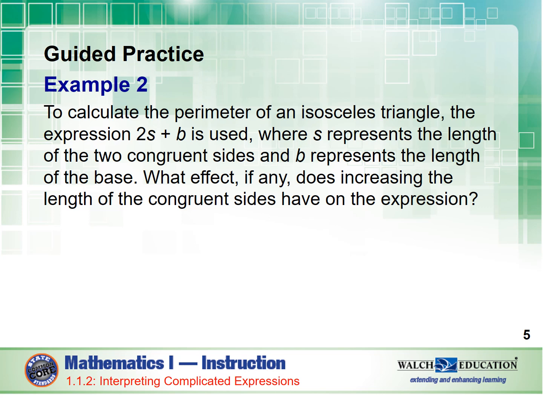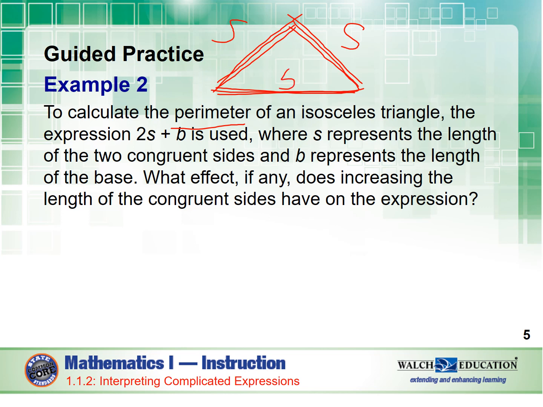So example 2, to calculate the perimeter of an isosceles triangle. Before we go any further, perimeter. Okay, I'm just drawing freehand, so you got to bear with me. Perimeter is the outside, when you count up the outside. It doesn't have anything to do with the inside. The expression 2s plus b is used, where s represents the length of the two congruent sides, so that would be s, and b represents the length of the base.